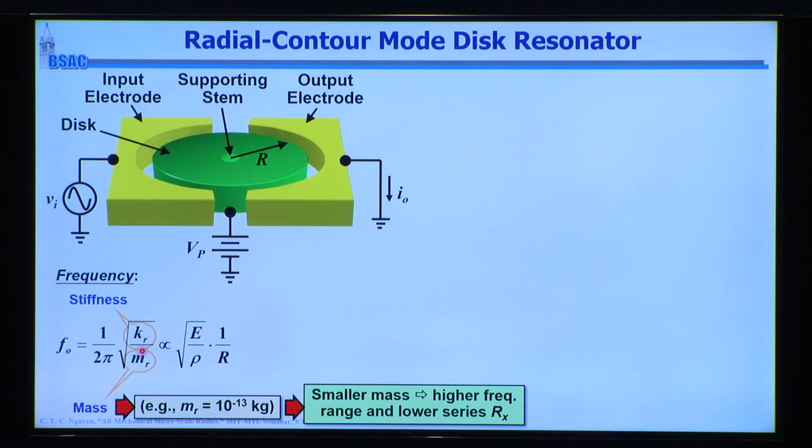Now, if you expand this, you see that this is, of course, a function of material properties like Young's modulus and density. So this ratio of Young's modulus to density under the square root, that's an acoustic velocity. So that decides how fast the waves move in the mechanical material. And then finally, the radius of this device determines that ultimate frequency.